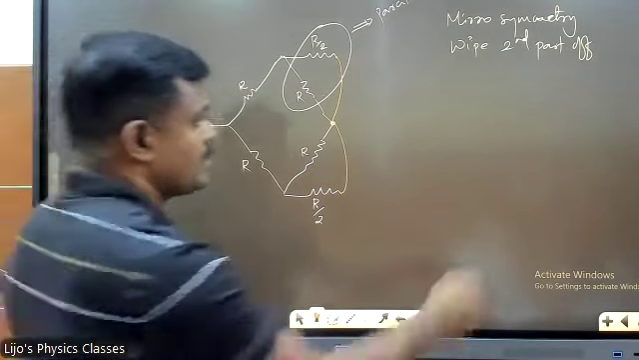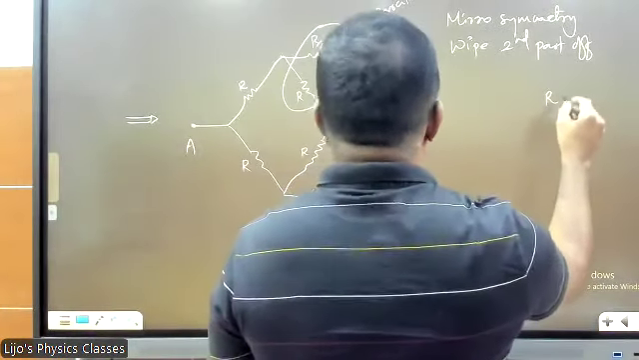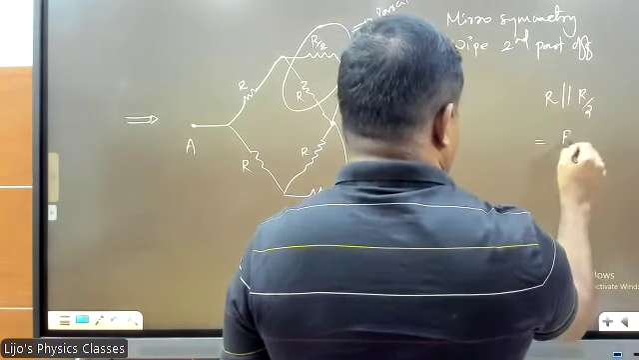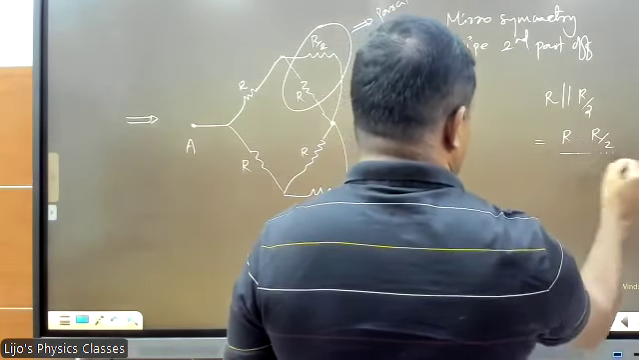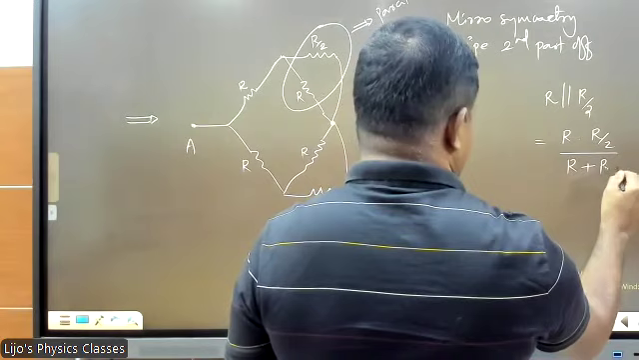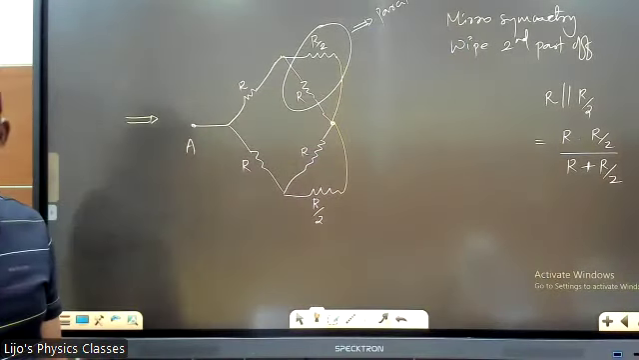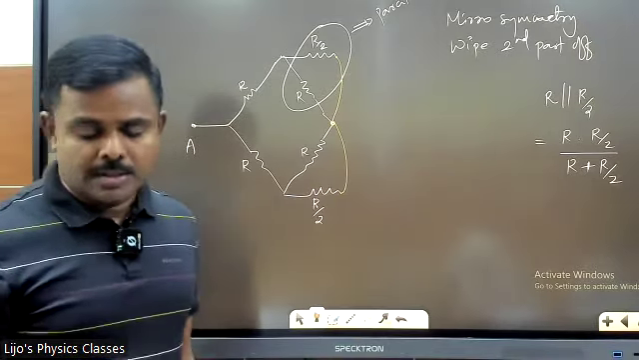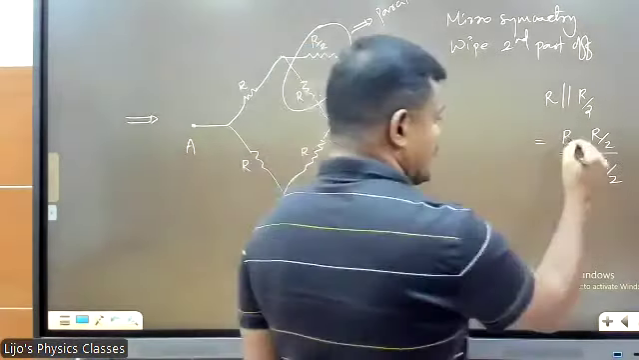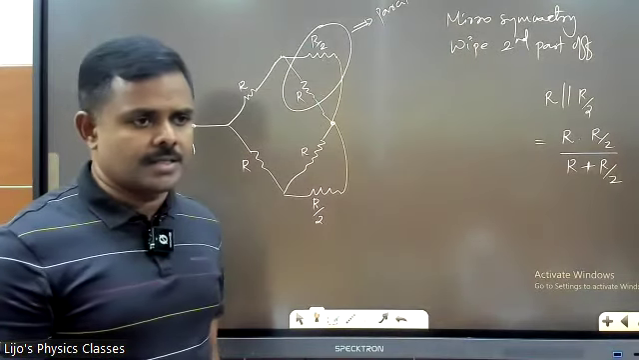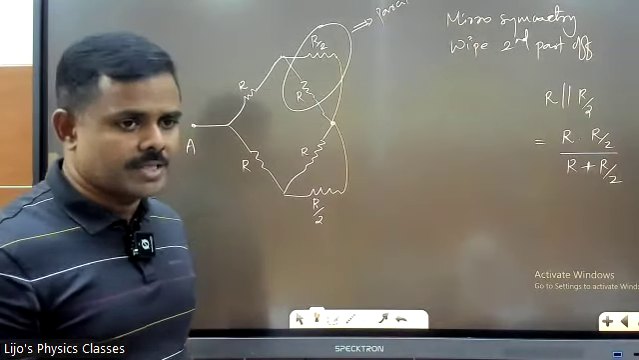I'm going to replace, but I have to find it first. R parallel R by 2. How do you do that? R into R by 2 by R plus R by 2. Did you understand how I got it? R1, R2 divided by R1 plus R2. Parallel combination, you learned that in class 10. Class 12 boards, you don't have it, but still they might ask R1, R2 by R1 plus R2.